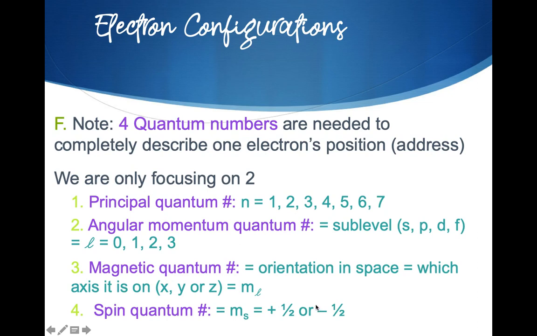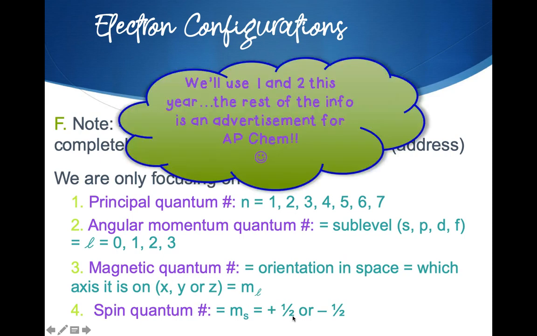So technically, if you wanted to fully describe an electron's position, it would not just be its energy level and sublevel. It would be the energy level, the sublevel, what axis in space it is on, and which direction it is spinning. To move forward, you're only going to use the quantum numbers 1 and 2, but if you wanted to know the rest of the story, we do talk about the others in AP Chem. So if you haven't signed up for AP Chem yet, and there's still time, you could do it. And if you're like, oh my gosh, I want to know the rest of this story, there would be your reason to do so.